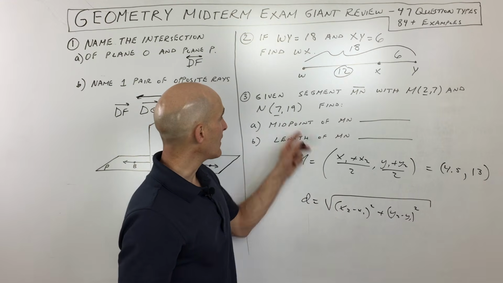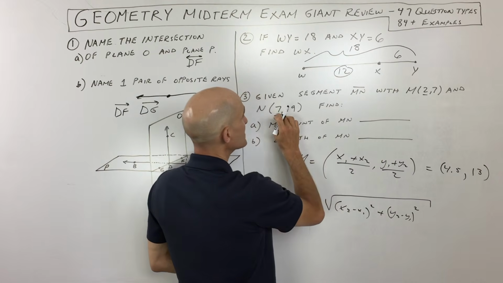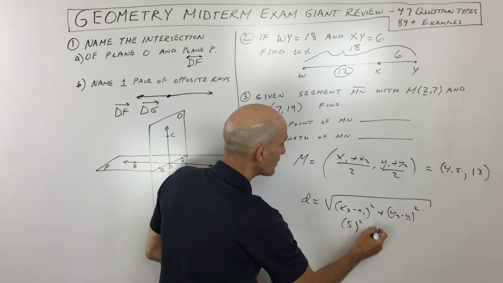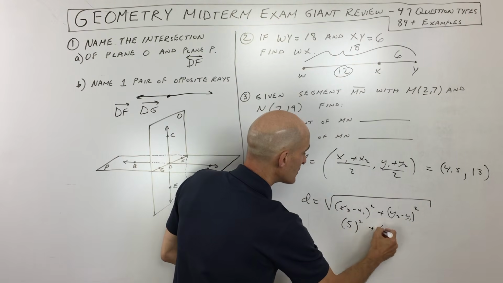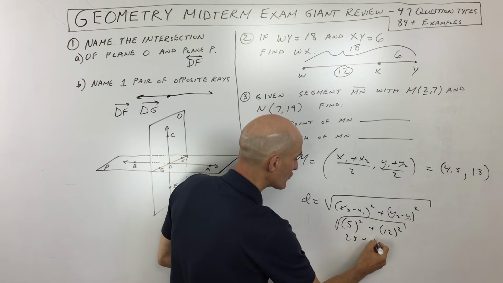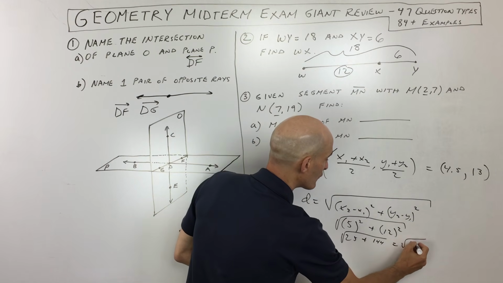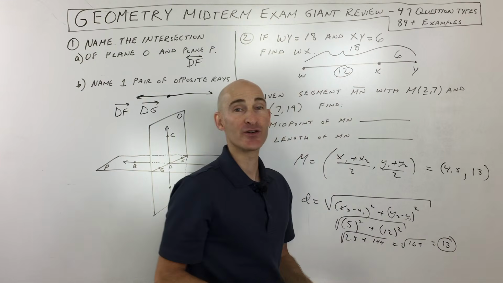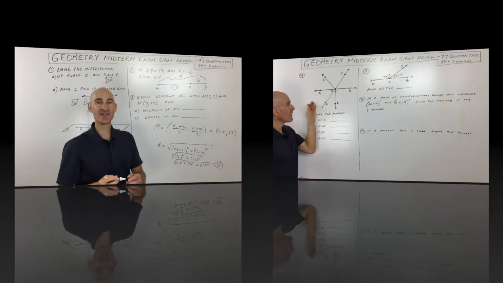But if we want to find the length, the distance between these two, now we're going to be subtracting the x's. So I'm going to say 7 minus 2, which is 5, squared. And then I'm going to say 19 minus 7, which is 12, squared. Add those together and take the square root. Now 5 squared is 25, 12 squared we know is 144. If we add those together, we get the square root of 169, which is equal to a length of 13. And you've got it. So again, review your midpoint and distance formula.